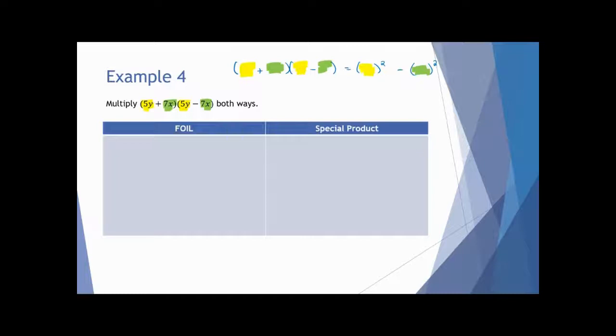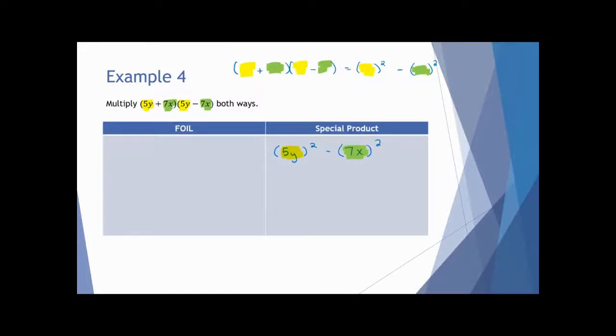So if I use the shortcut, I'm going to put my yellow part in parentheses, and then that's squared. And then I have a minus, and then the green part, which is the 7x, that is squared. So that is following the pattern here. My yellow is the 5y, and then the green is the 7x. So I've just basically stuck them in where they belong according to the pattern.